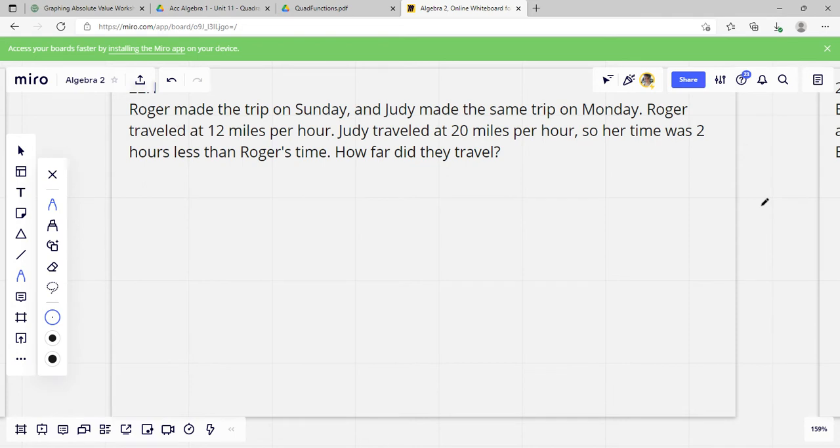Alright, so this says Roger made the trip on Sunday and Judy made the same trip on Monday. Roger traveled 12 miles per hour. Judy traveled 20 miles per hour, so her time was 2 hours less than Roger's time. How far did they travel?